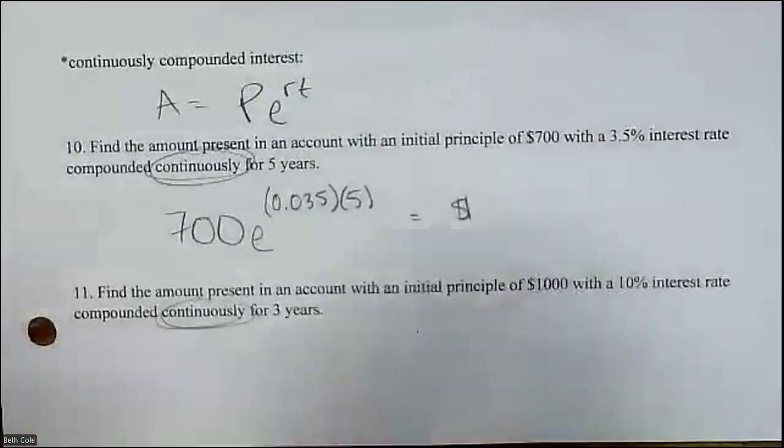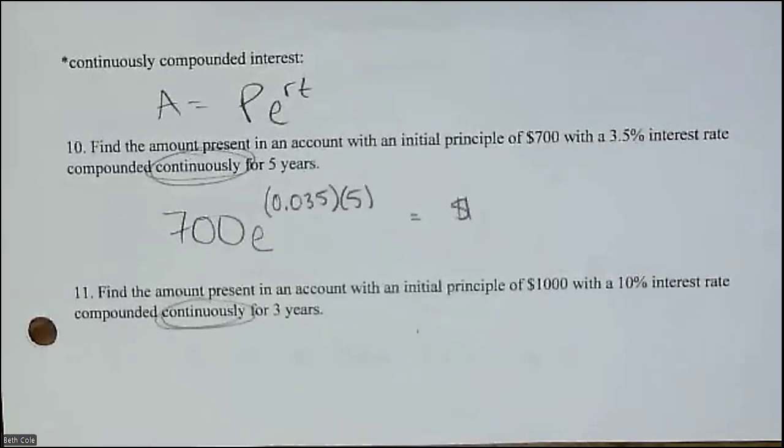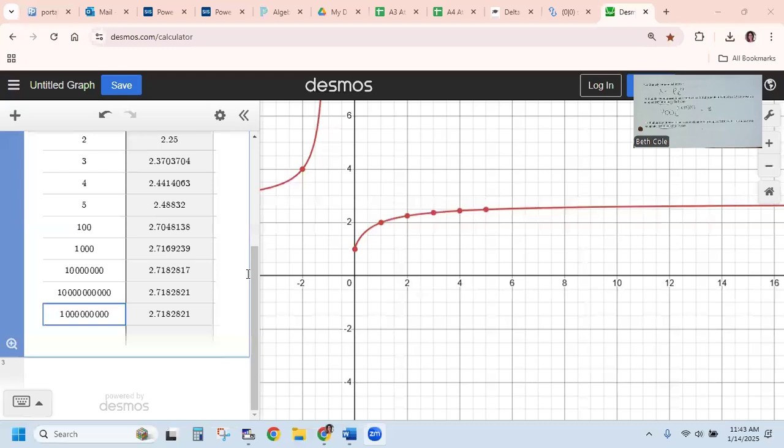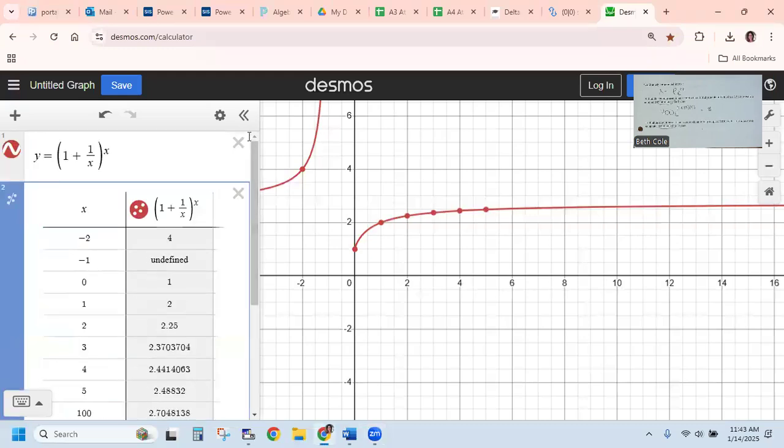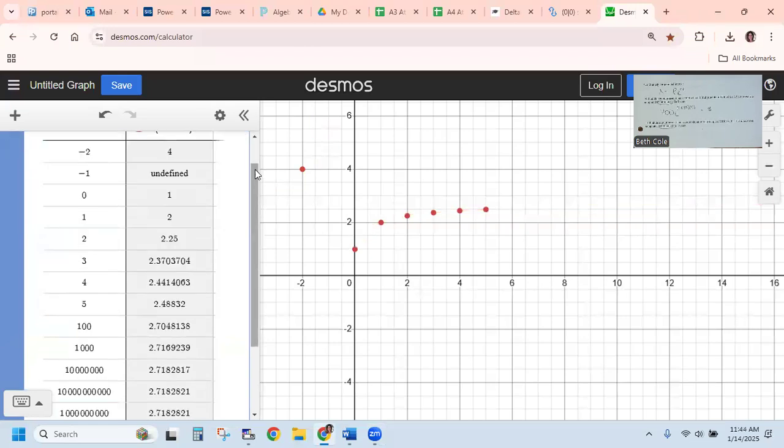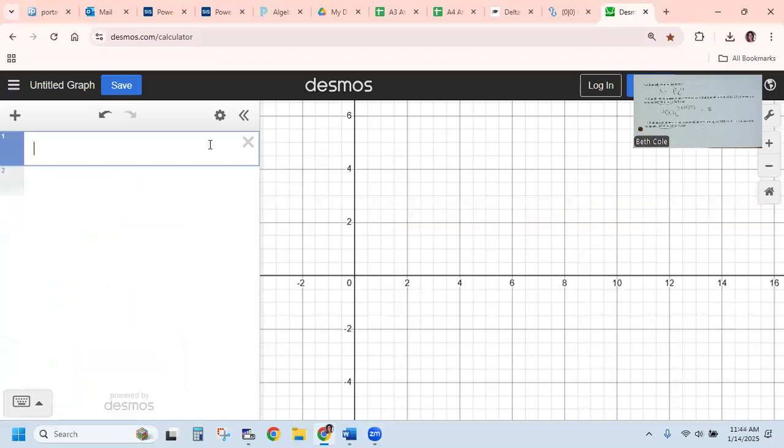So when I'm typing this in, your job is to watch and make sure I don't type anything wrong, because when you get to your classwork, you guys are going to be typing this. Hold on, I need to get rid of everything that was in here before. Clear all this out. All right, so 700 E, you can just type E. The calculator knows what E is. And it's to the power 0.035. And then what was time? 5? $833.87.